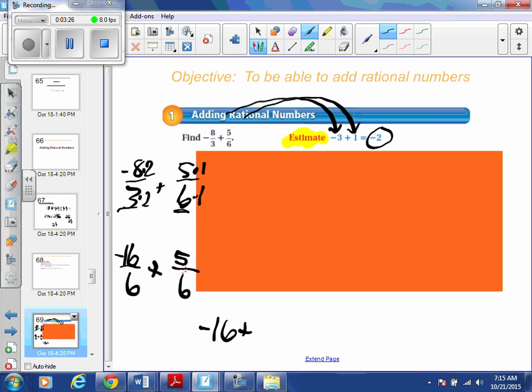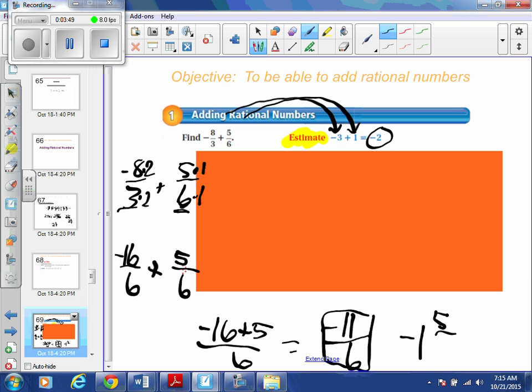Now I can add my fractions together. Remember, adding fractions is just adding the numerators, -16 and 5, and keeping the same denominator. -16 plus 5: you owe someone $16, but you pay them back 5. Now you only owe $11, right? And the denominator is 6. So -11/6 would be our answer. You could also change that to a mixed number and say -1 and 5/6.